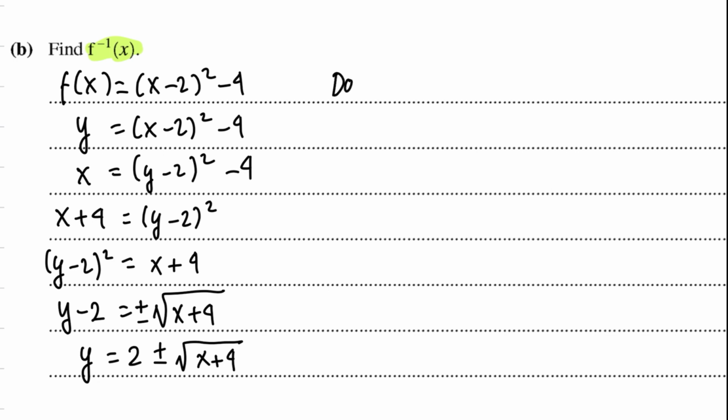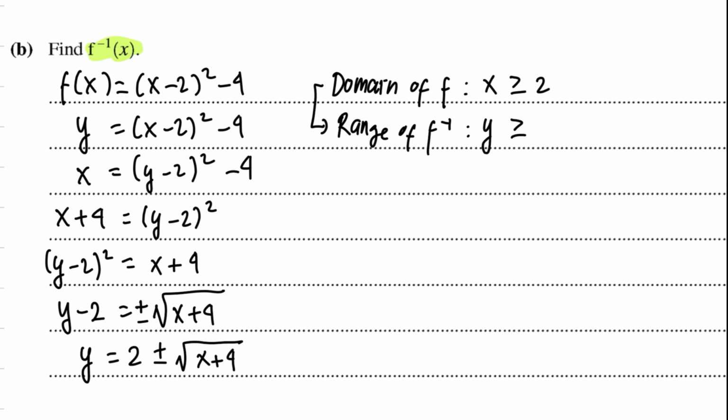Look at the domain of f. The domain of f is given in the equation: x greater than or equal to 2. So the domain of f always equals the range of f inverse, but you just need to change x to y, so y is greater than or equal to 2. So that means we take the positive, because 2 plus a positive value, since square root always gives us a positive value. So we get f inverse x equals 2 plus square root of x plus 4.